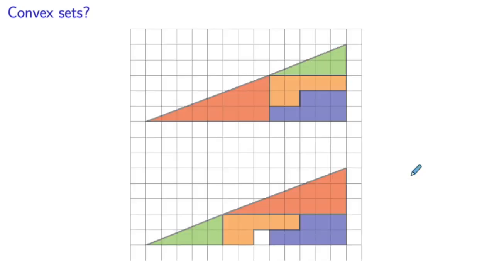Here is another, a little more tricky example. In this example, we assume that all colored parts belong to the set that we are considering. So our set X would be essentially the set of all the colored points, both here and here. Well, for this one, it's obvious that it's not convex. What about this set right here? So this will be a quiz question, so I'll let you think about it.